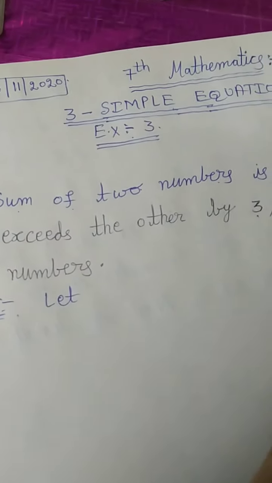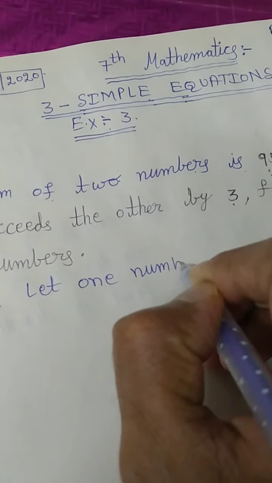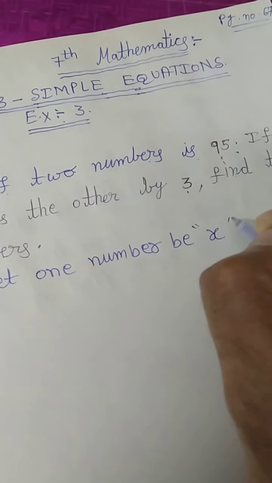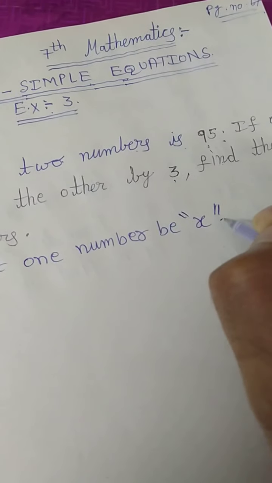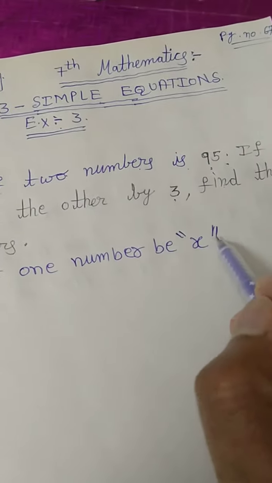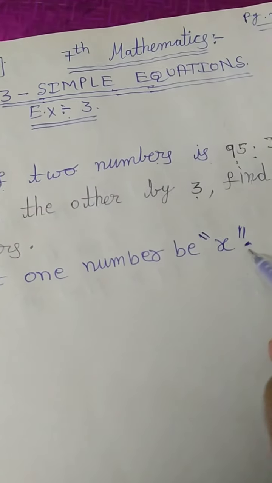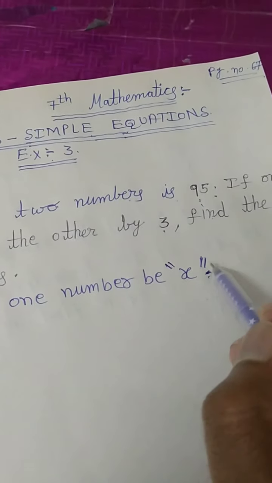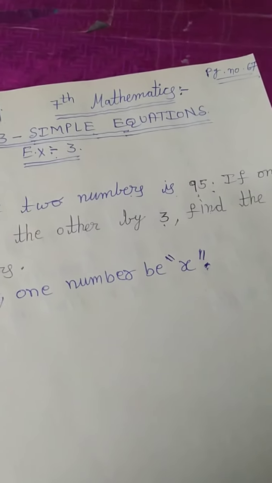Let one number be x. In the previous classes also I have taken the variable x only, children. Now also I am taking variable x only, so that it will be very easy for me. So here, let one number be x. We don't know the two numbers, children, but first we are thinking that one number is x.